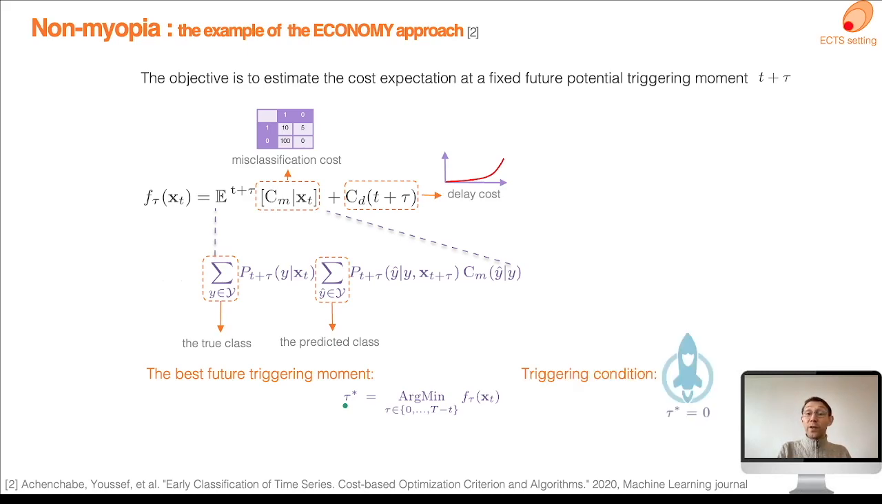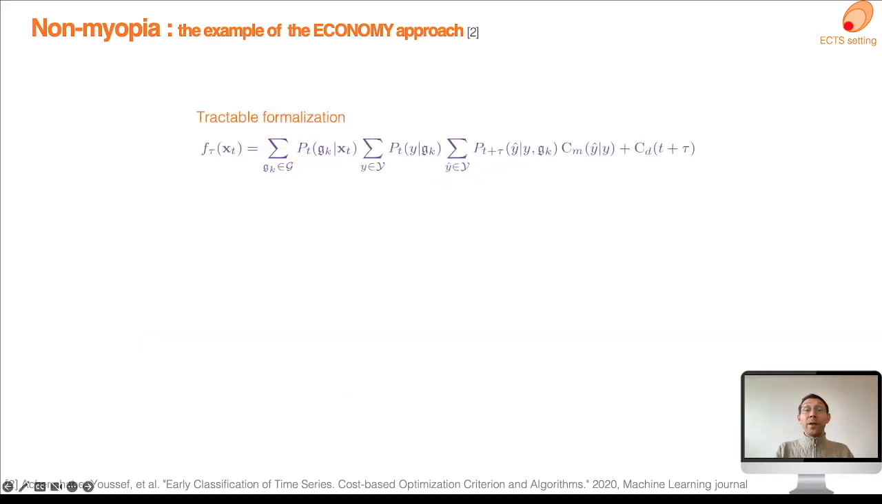Finally, the decision is triggered if tau star matches the current time, that is, the minimum of the cost expectation is located now. As presented here, this approach is not tractable. It cannot be exploited in practice since the true class is not available at the time the model is used. In the ECONOMY approach, there is a trick to make this formalization tractable, which consists in using an intermediate random variable, which is the membership of the series to a group.